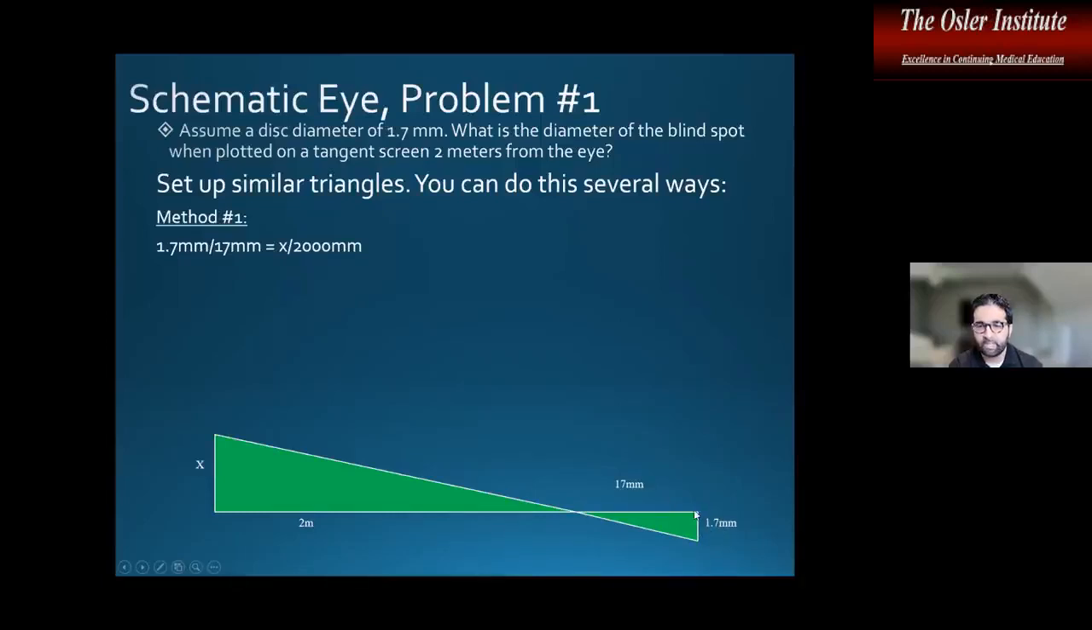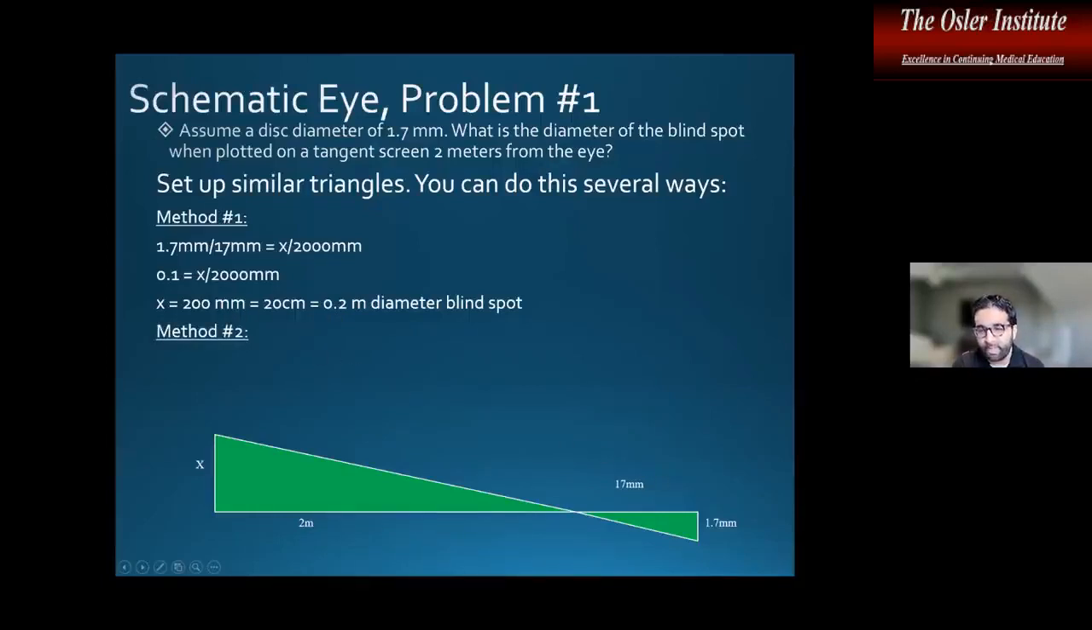So if I do height over the base, 1.7 divided by 17 is going to be the same as this height divided by this base. Note I've converted the 2 meters to 2,000 millimeters so that everything is now in millimeters. Very important that you do that because you can be sure that one of the wrong answer choices will have assumed that you just used this as a 2 and didn't change this to 2,000. Now we basically solve for x, and x is going to be 200 millimeters, or depending on whether the answer choice is given in centimeters or in meters, you can accordingly convert.